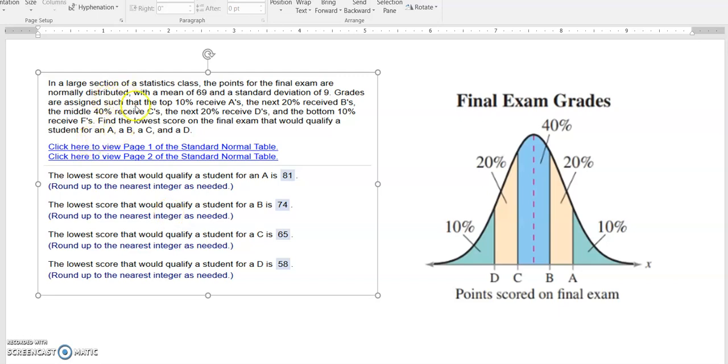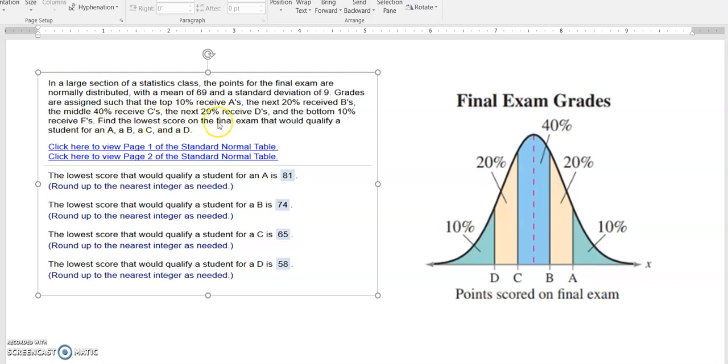In a large section of a statistics class, the points for the final exam are normally distributed with a mean of 69, standard deviation of 9. The grades are assigned such that the top 10% receive A's, the next 20% receive B's, the middle 40% receive C's, and the next 20% receive D's, and the bottom 10% receive F's.